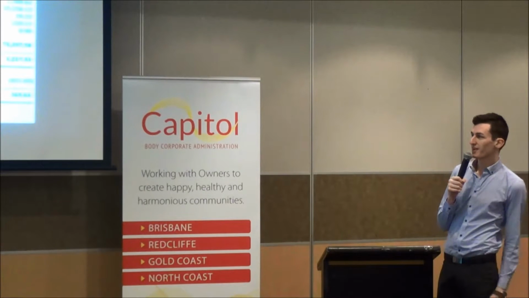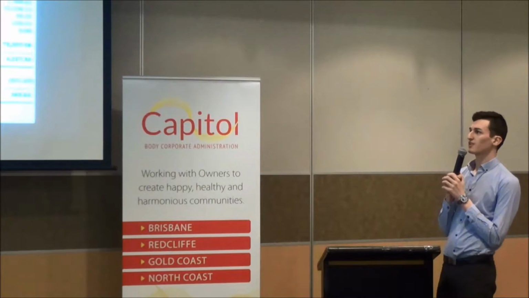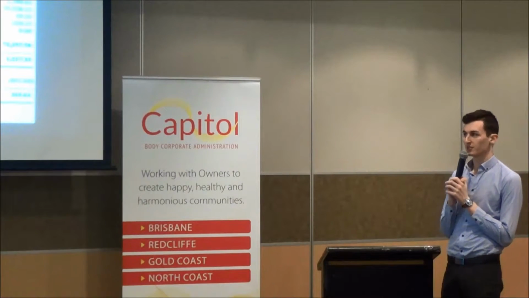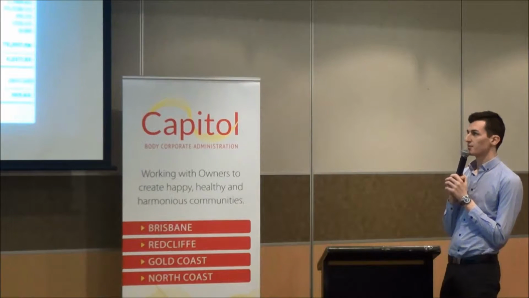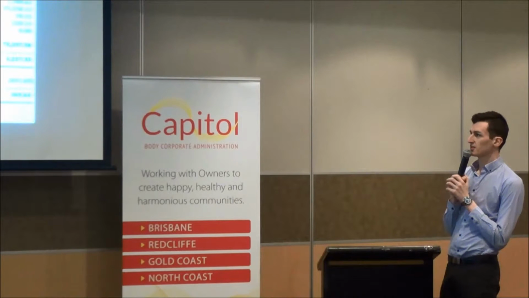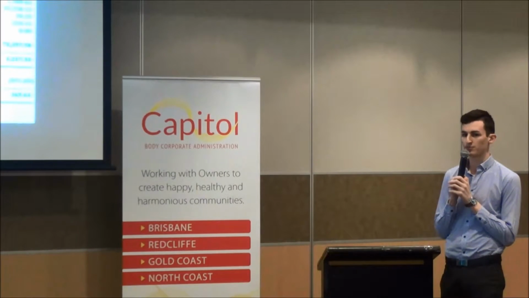This is the second half of the page. So you can see management fees, so that's the fee paid to Capital to look after the body corporate for those owners. We've got pest control, which should be fairly self-explanatory. Disbursements is the cost of things like envelopes and paper and postage.